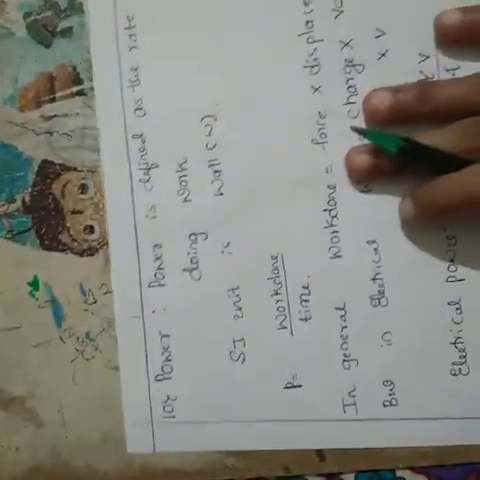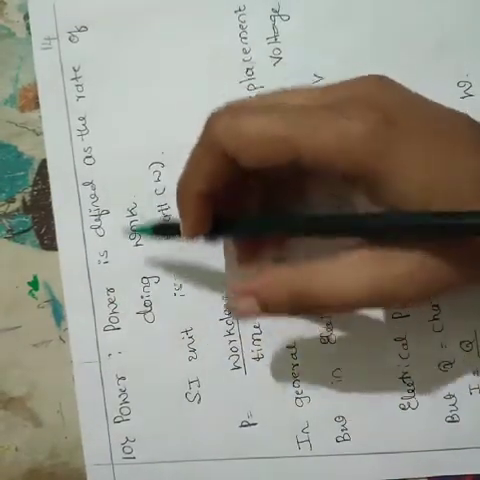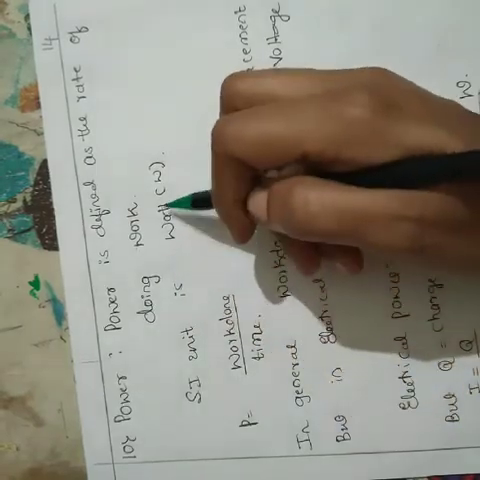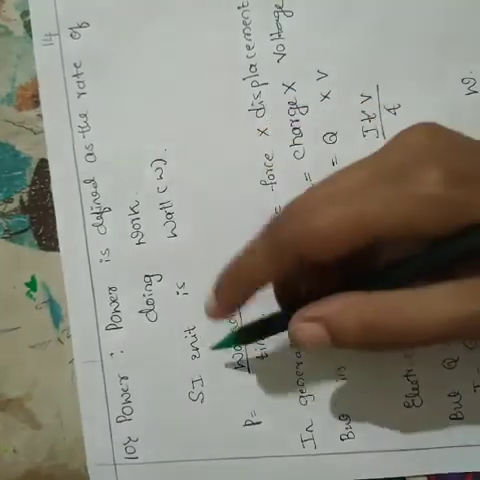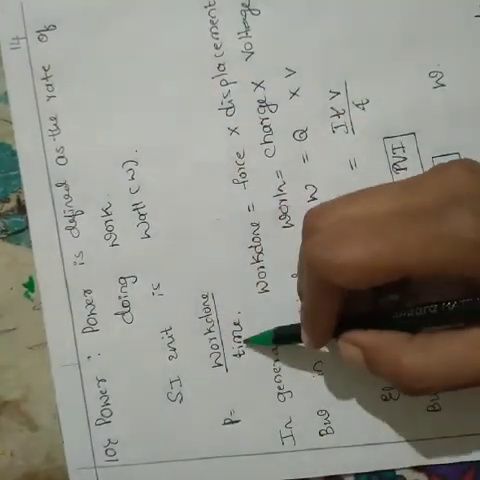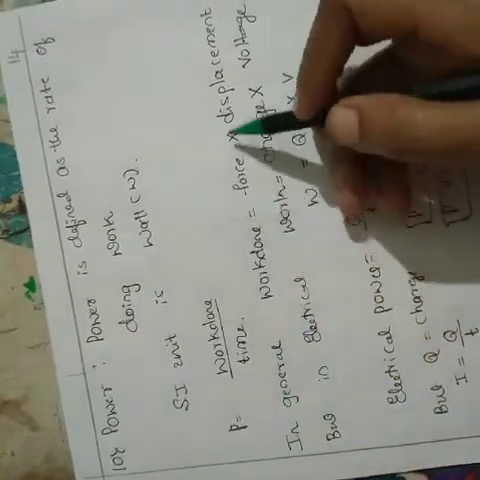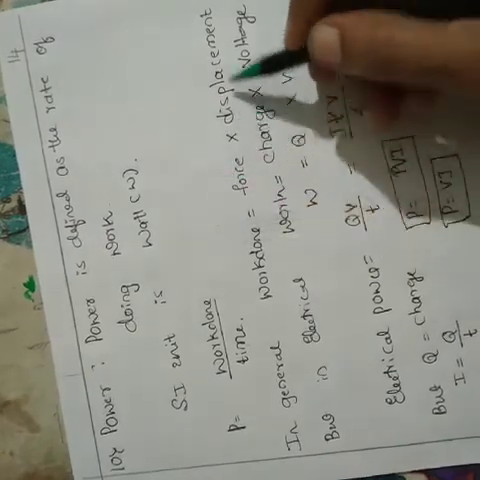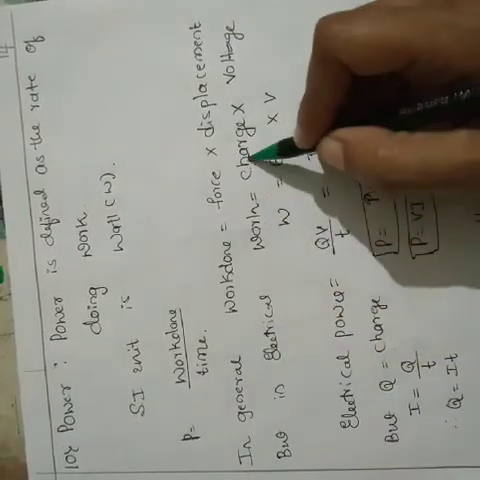Next definition, power. Power means the rate of doing work. The SI unit is watts. Therefore, power is equal to work done divided by time. Generally, work is equal to force into displacement. But in electrical terms, work means charge into voltage.